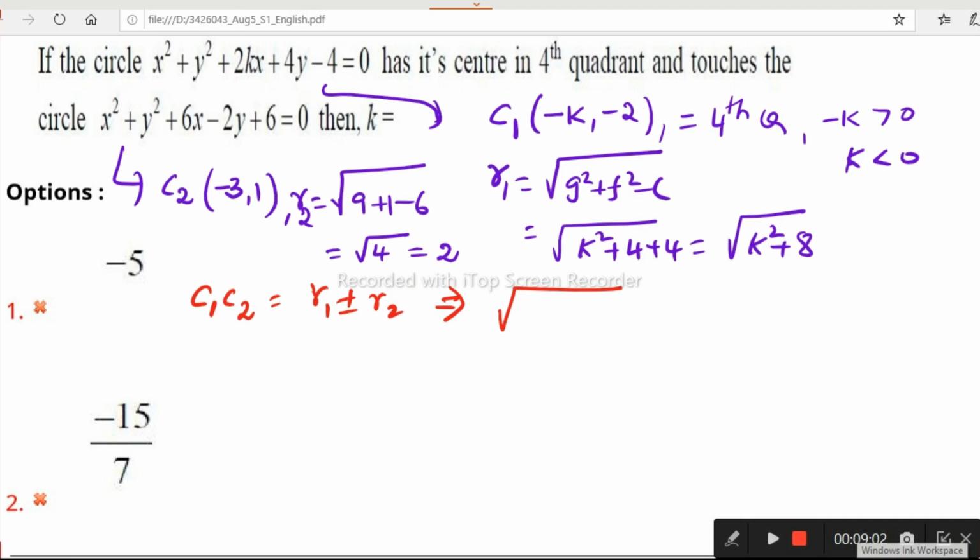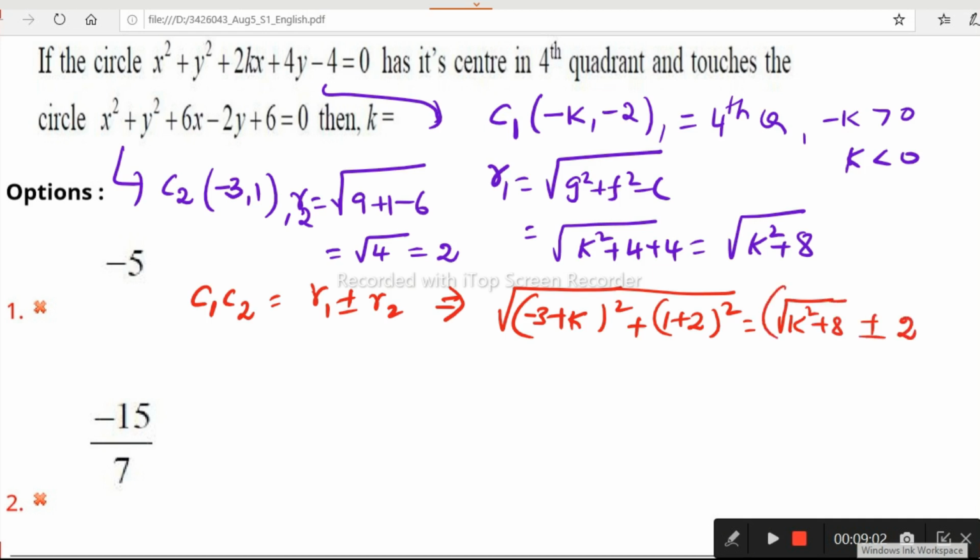What are the centers? Minus 3 and minus k. That is the x coordinate, minus 3 plus k, minus 3 plus k whole square, right? Plus y2 minus y1, 1 plus 2, 1 plus 2 whole square. This is C1C2 is equal to R1 plus or minus R2. What is R1 here? R1 we got as root over k square plus 8, plus or minus R2 we got as 2.